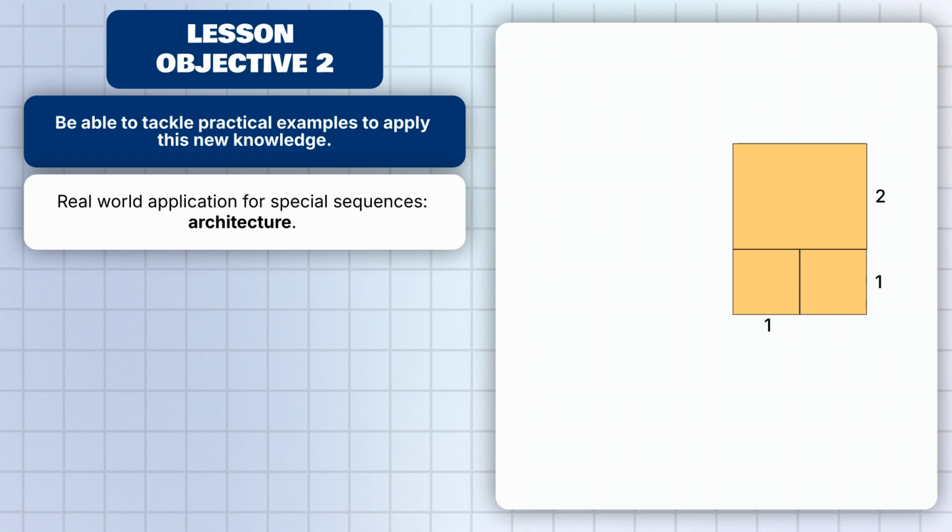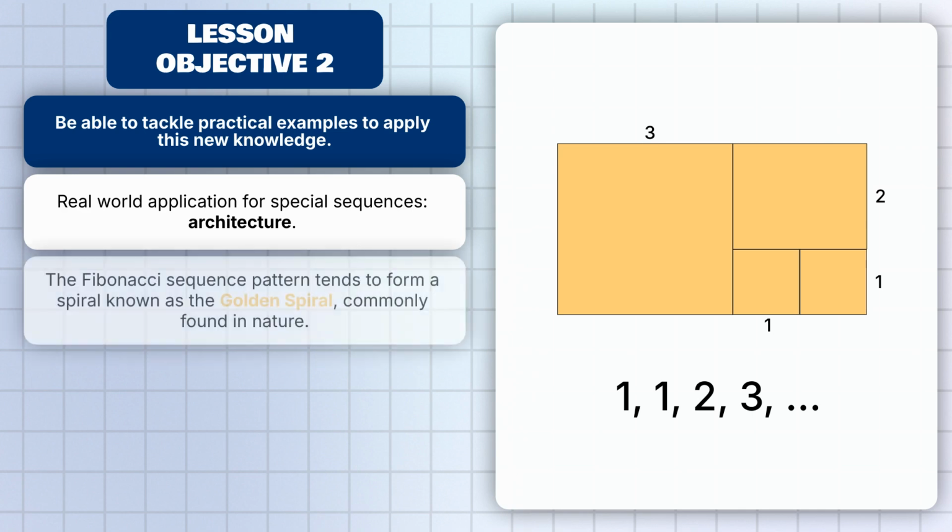Continuing this process, we add another square to the design with a side length of the sum of the last 2 squares' side lengths. 1 unit plus 2 units equals 3 units. Just by doing this, we've now got the first 4 Fibonacci numbers: 1, 1, 2, and 3. You can keep on adding squares to the design following this pattern, each new square's side length being the sum of the previous 2. This will generate a series of squares whose side lengths form the Fibonacci sequence. The pattern as a whole tends to form a spiral known as the golden spiral, commonly found in nature. Revisit our lesson called Introducing Sequences to explore more detail about the Fibonacci sequence.